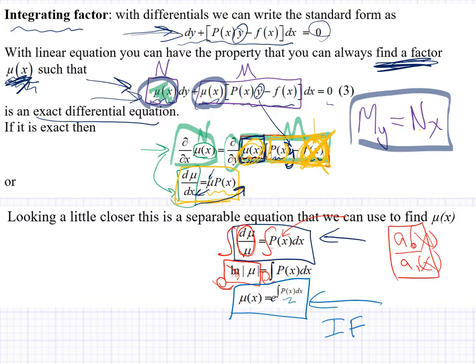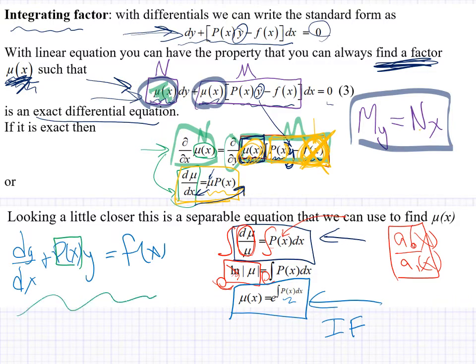And p of x comes all the way from the original differential equation put in standard form as dy dx plus p of x y equals f of x. So the p of x we're talking about is this p of x right here in front of the y, when we put the original differential equation in standard form. So that is where we are right now.